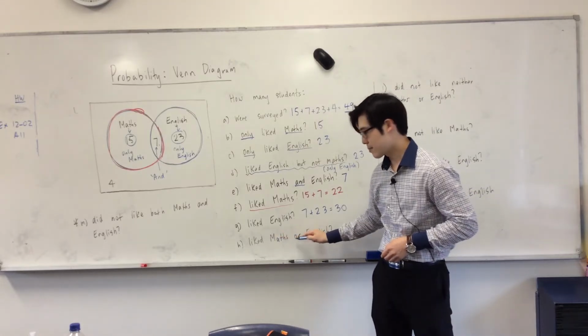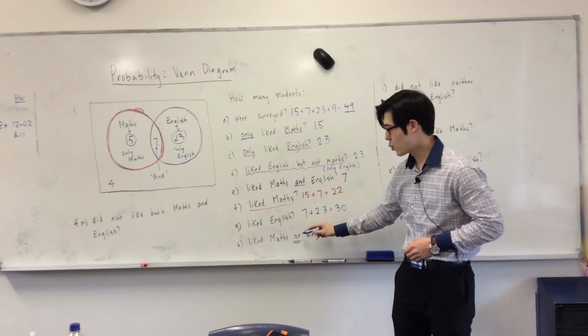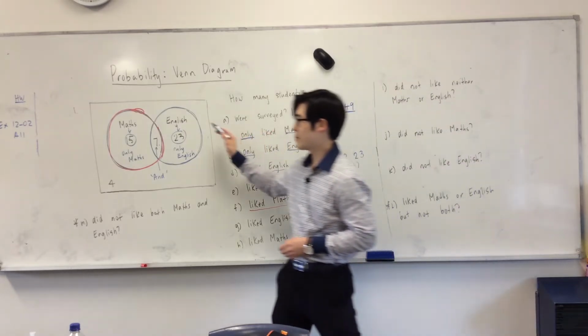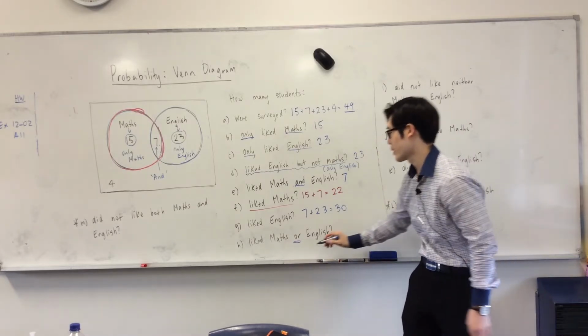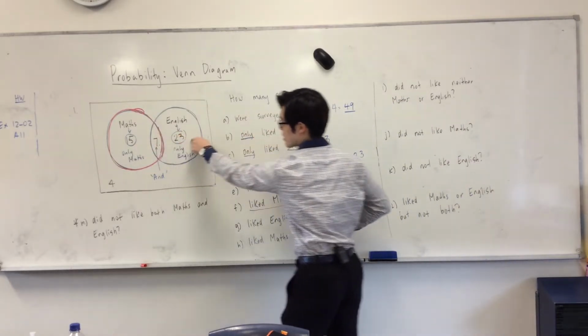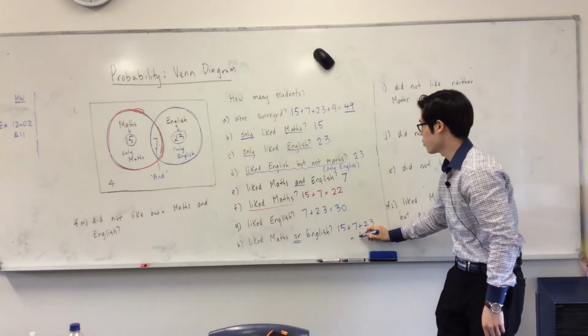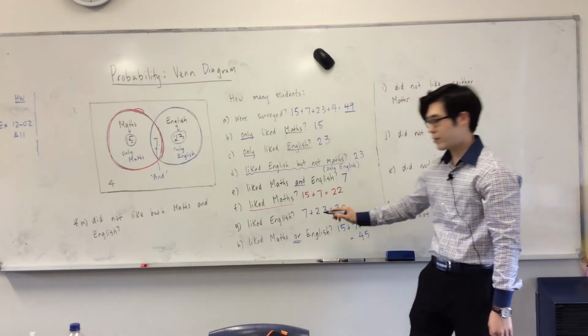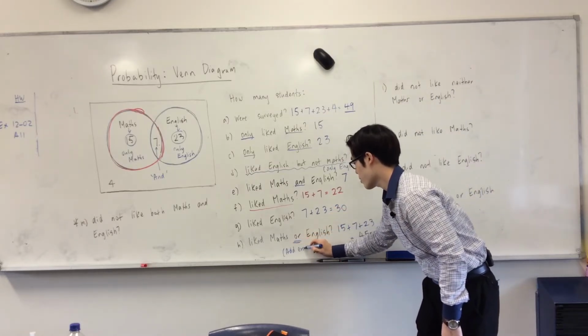How many students liked maths or English? When it says or, you have to add all the numbers inside the circles. That will calculate how many students like maths or English. So, all the numbers inside the circles, 15 plus 7 plus 23. And that is 45 students. If I was to put this in writing, all means add everything.